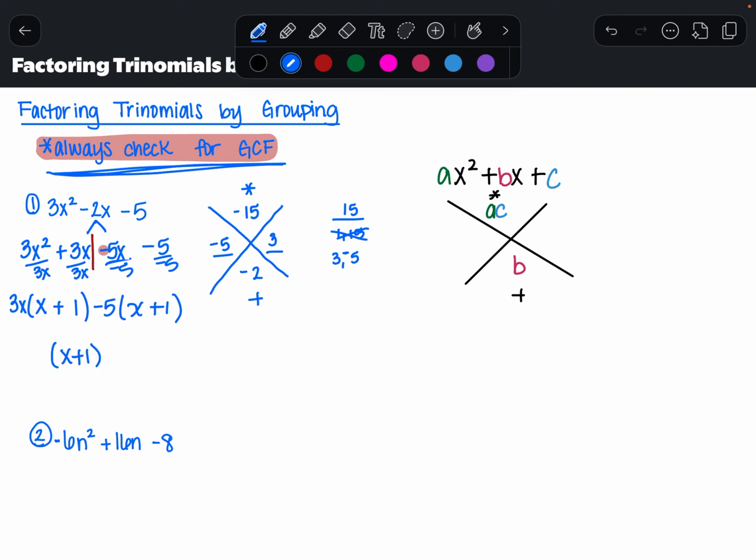And what that looks like is you're actually dividing each of these terms by x plus 1. And when you divide each of these terms by x plus 1, what you have left is 3x minus 5. So there you have it. We can check this answer by multiplying it back out, and when we combine like terms, we would end up with the original problem.